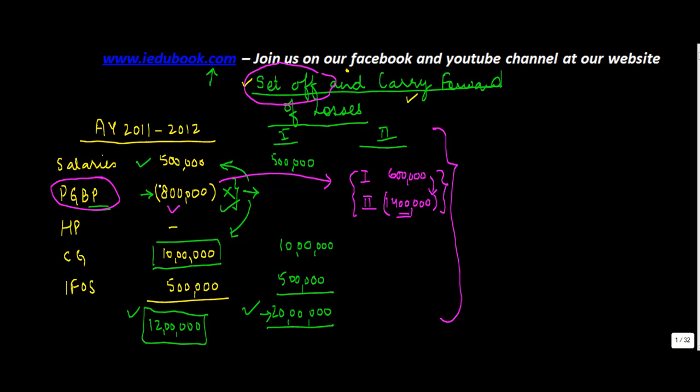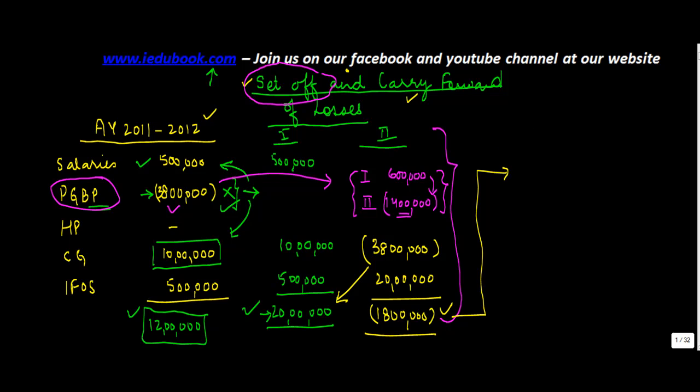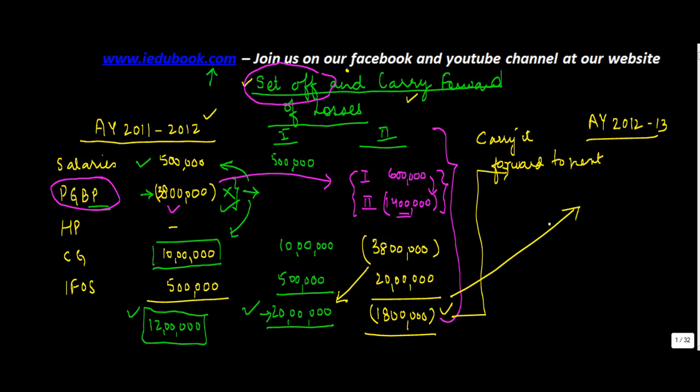Now let's take a case where, instead of 18 lakh, this loss was 38 lakh. So we are at a situation where you have a loss of 38 lakh from one head and income of 20 lakh under all the other heads. On a net basis, and assuming I am allowed to set off this against all other incomes, I would be having a loss. So the Income Tax Act provides that if in a particular assessment year you cannot set off this entire amount, you can carry it forward to the next assessment year. Let's say the next assessment year is 2012-13. You can carry this loss to the next assessment year and then set it off against the income of that particular year.